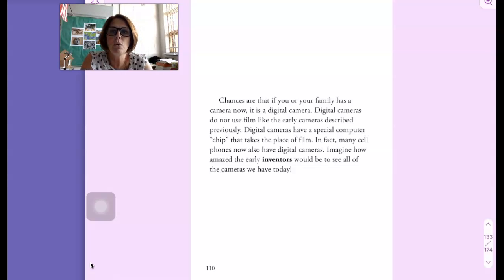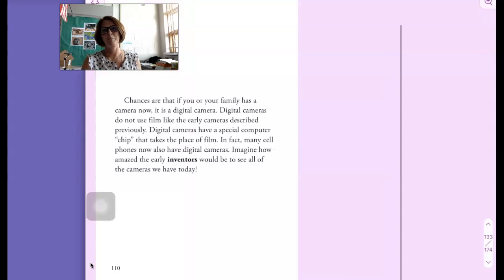Chances are that if you or your family has a camera now, it is a digital camera. Digital cameras do not use film like the early cameras described previously. Digital cameras have a special computer chip that takes the place of film. In fact, many cell phones now also have digital cameras. Imagine how amazed the early inventors would be to see all of the cameras we have today.